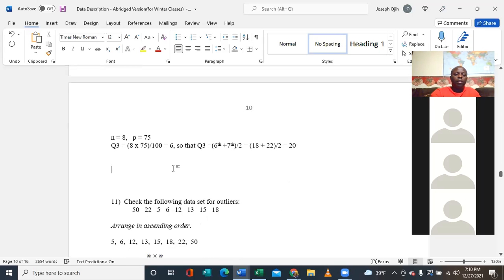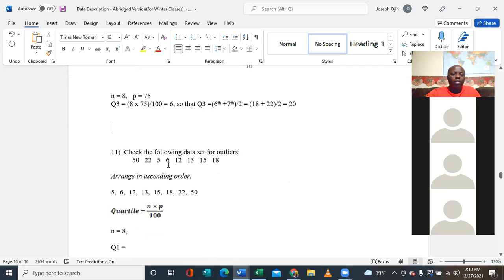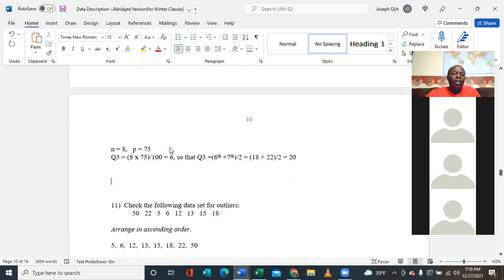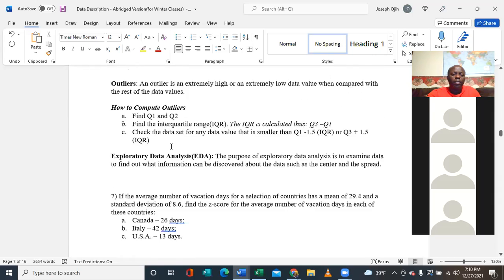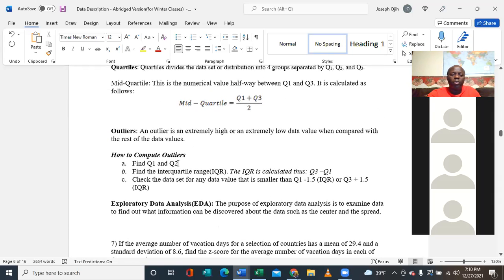Let's look at this. Here it says, check the following data set for outliers. Now, I'm going to explain how to do that. First thing is to find Q1 and Q3, not Q2. Like I said, I've shown you both ways of doing it, so I'm not going to solve them again. I'll just give you my results. Find Q1 and Q3, then find the IQR, which is simply Q3 minus Q1. Then you check the data that fall out of this range. So we're going to do it right now.